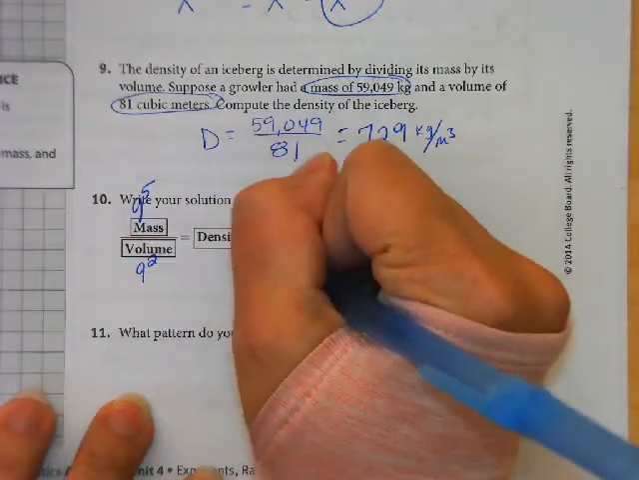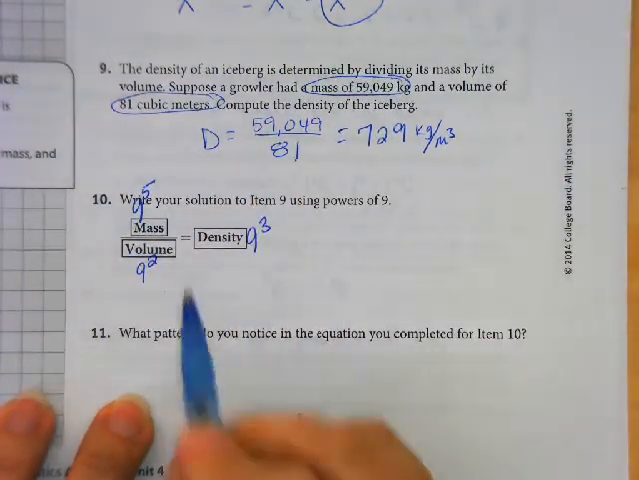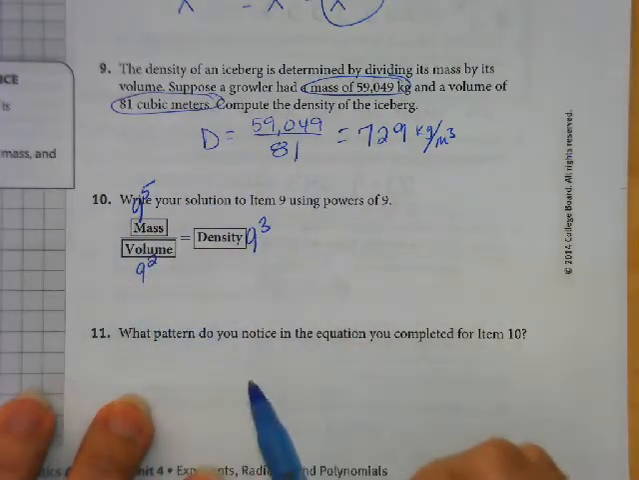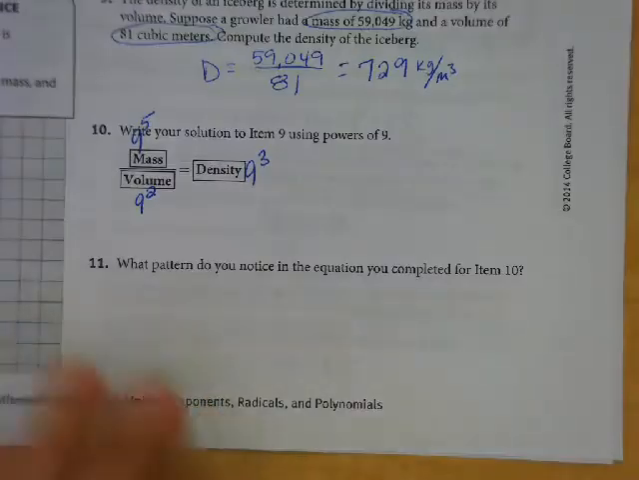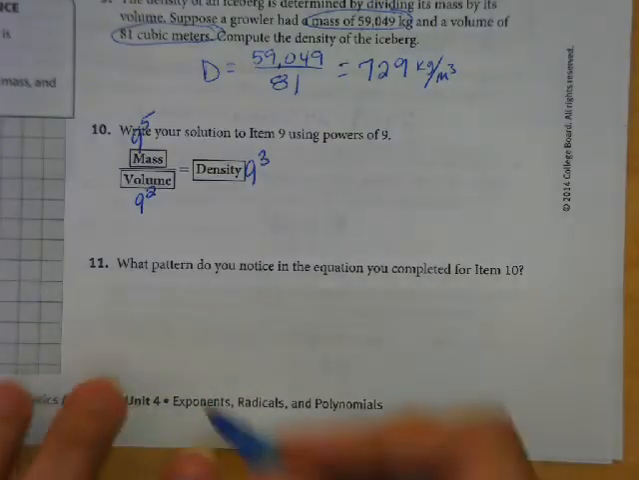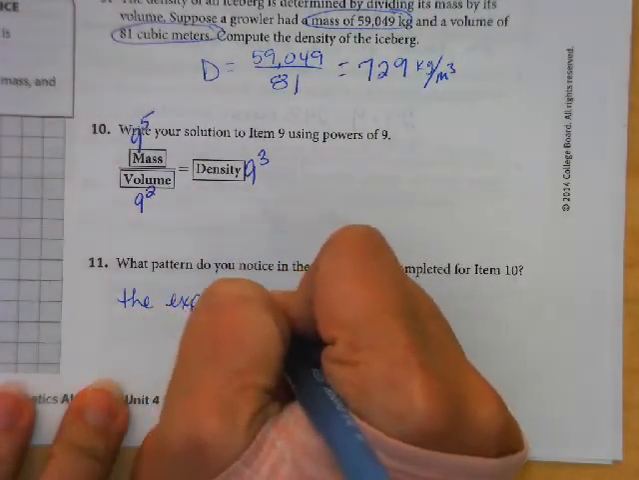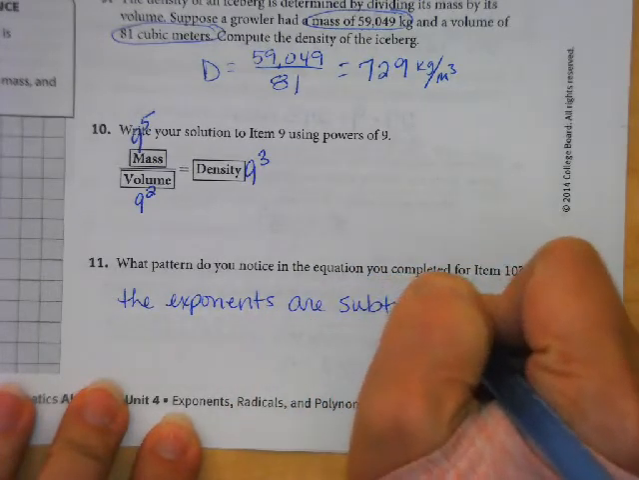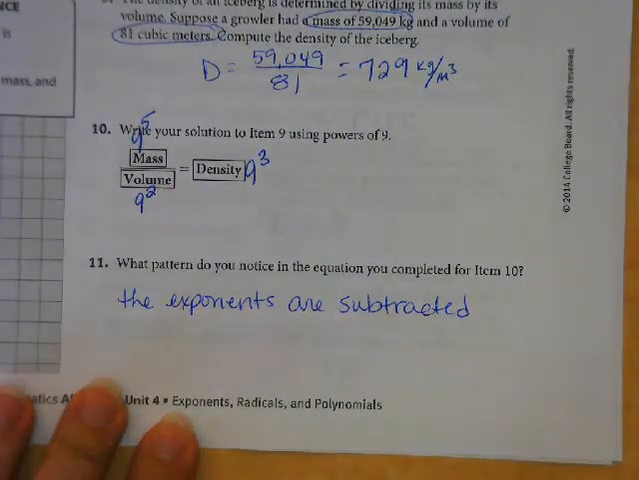So if I'm going to represent this with powers, I could write this same exact problem as 9 to the 5th over 9 squared equals 9 to the 3rd. So what is our pattern now? We are subtracting. The exponents are subtracted. So if we're multiplying, we're going to add our exponents. And if we're dividing, we're going to subtract them.